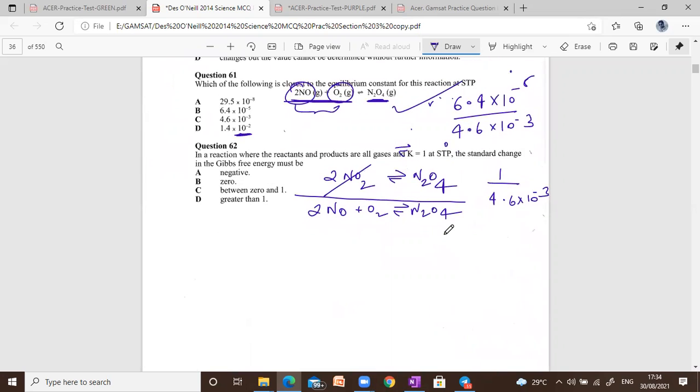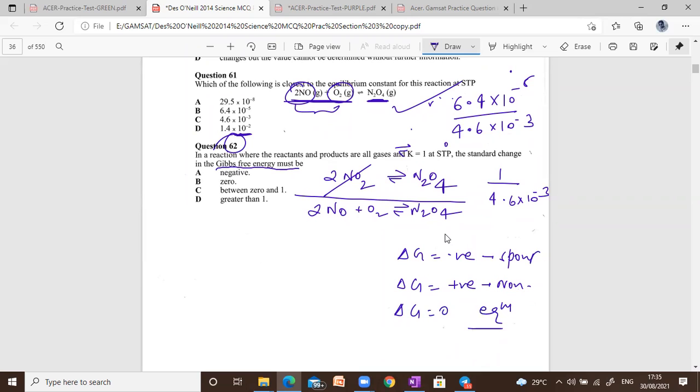Now we can move to 62. This one is talking about Gibbs free energy. I have not explained Gibbs free energy yet, but I can tell you some information about it. Gibbs free energy is used for the spontaneity of a reaction. If delta G is negative, the reaction will be spontaneous. If delta G is positive, the reaction will be non-spontaneous. And if delta G is equal to 0, it means the reaction is at equilibrium.